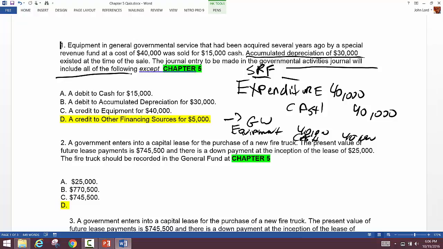When you sell equipment, full accrual accounting, you know, Business 120 stuff. Debit cash. I'm going to debit cash for $15,000. Decrease your accumulated depreciation. You want me to debit it or credit it? Debit it. Okay. Debit accumulated depreciation for $30,000. Good. Credit equipment, good, for $40,000. And there's going to be a loss of $5,000 using full accrual accounting. Okay. So when they ask me at the governmental activities level, should there be a debit to cash?